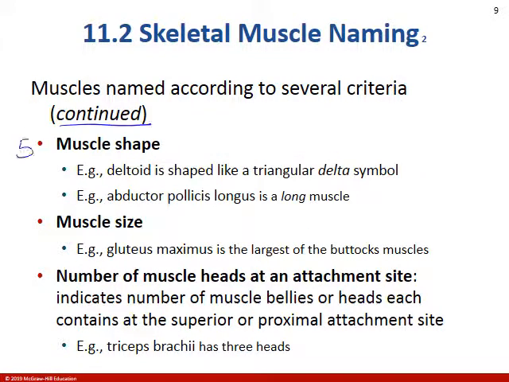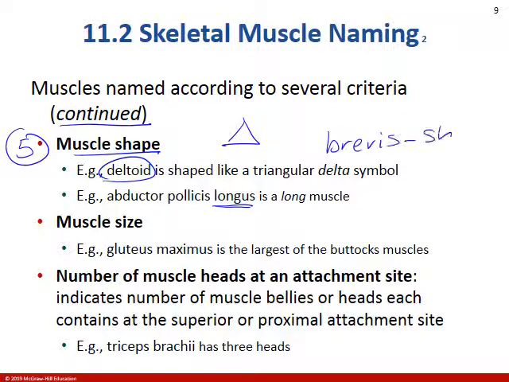Continuing on this trend, we have muscle shape. So our deltoid is shaped like a triangle. Sometimes we'll use the word longus for long, or we'll use brevis for short.